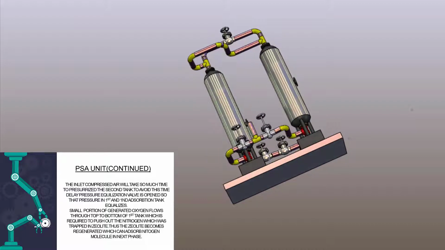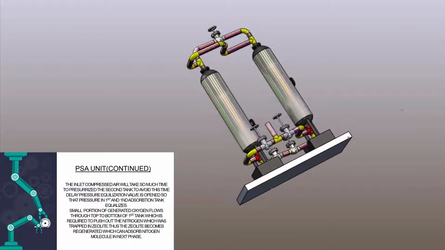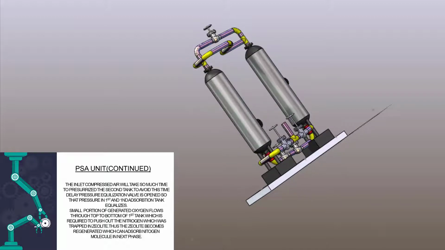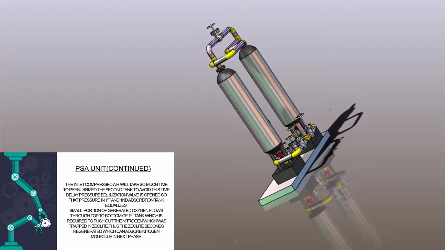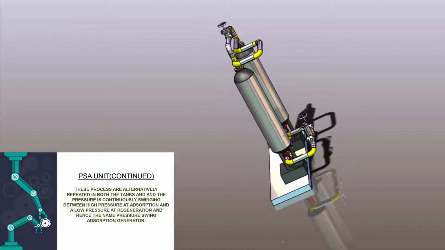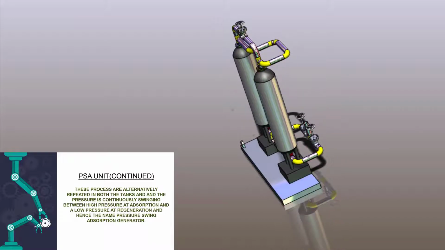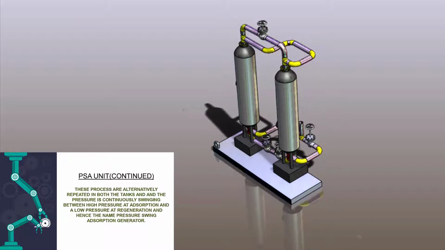The inlet compressed air will take so much time to pressurize the second tank. To avoid this time delay, the pressure equalization valve is opened so that the pressure in the first and second adsorption tanks equalizes. A small portion of generated oxygen flows from the top to the bottom of the first tank, which is required to push out the nitrogen trapped in the zeolite. Thus, the zeolite becomes regenerated to adsorb nitrogen molecules in the next phase. These processes are alternately repeated in both tanks and the pressure continuously swings between high pressure at adsorption and low pressure at regeneration, hence the name pressure swing adsorption generator.